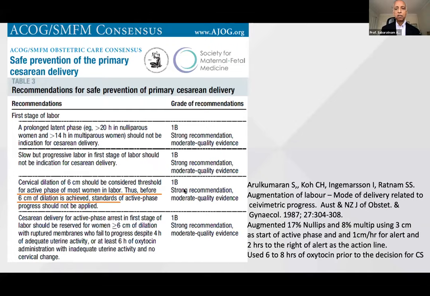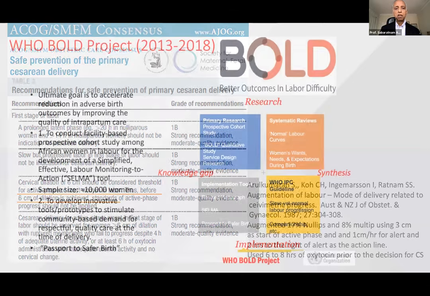And I can recollect one of the studies which we did in 1987 in Singapore when I was working there, and we saw the same thing. If you take 1 centimeter per hour and then take 2 hours to the right as the action line, we stimulated, augmented 17% nulliparous and 8% multiparous. So in other words, if we shift the active phase of labor to 3 to 5 centimeters, we'll be giving oxytocin to fewer women with similar outcome.